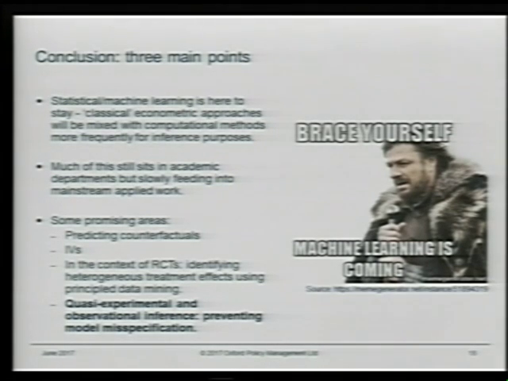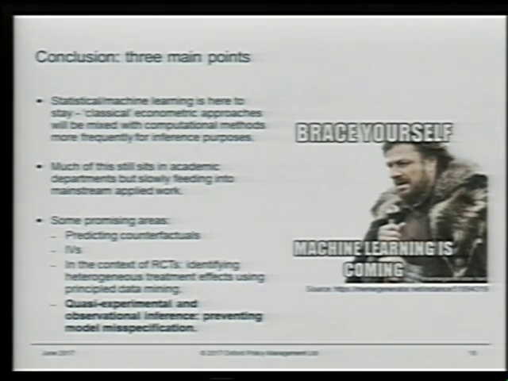The promising areas that I see, just as a summary of what I mentioned before: I think there is something about predicting counterfactuals, which depends on the data that you have in hand, but if you have very thick, strong big data, you can use that. There's the whole area of instrumental variables, and in the context of RCTs, identifying heterogeneous treatment effects, which is very interesting from a policy perspective. I think doing that using principled data mining can be very promising.